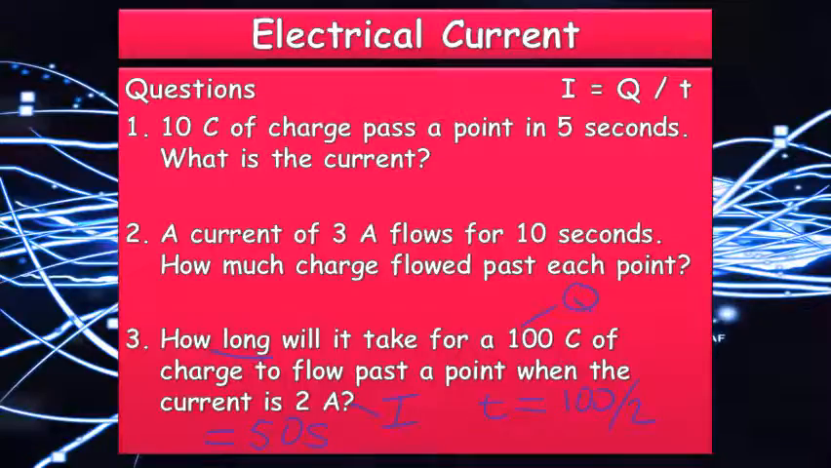seconds. That makes sense, because 100 coulombs is a lot of electrons. Looking at 100 times 6.25 billion billion electrons, well, it'll take a while, about 50 seconds, for that to happen.